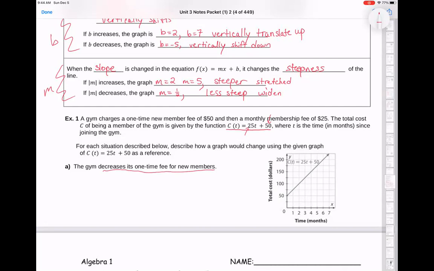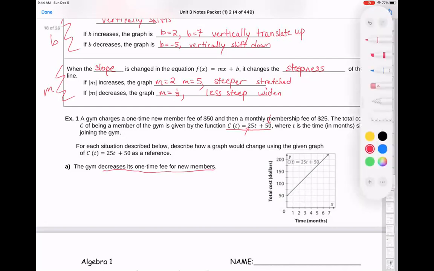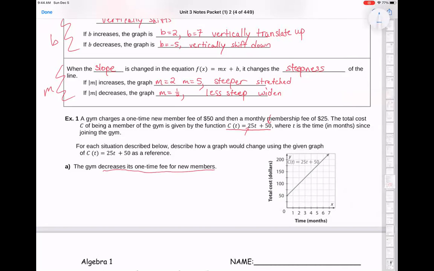Maybe, for example, let's say they just got rid of it altogether. And sometimes gyms do promote these special times of the year. Hey, come join our gym. Maybe it's the winter time. Things are a little bit slower. They want more people in. So they might have these special offers. So they might decrease that one-time membership fee. So let's say they got rid of it altogether.